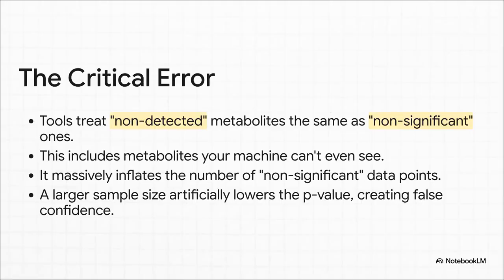And here it is. This is the big mistake. By default, these tools often take every single metabolite that exists in their massive database, but that you didn't actually detect in your experiment, and they just dump them all into the non-significant bucket. Think about that. It's treating things your machine couldn't even see as if you measured them and found they weren't important. This just massively inflates the numbers, especially that non-significant category.